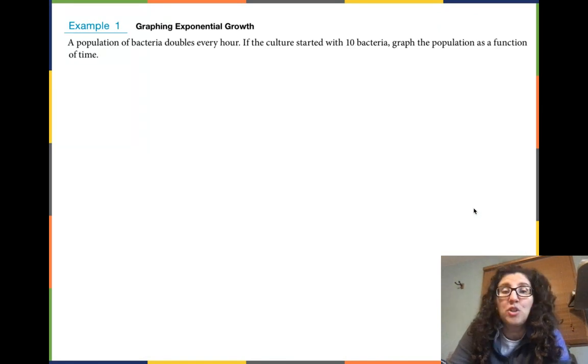All right, so let's do a few examples. We have a population of bacteria that doubles every hour. If the culture started with 10 bacteria, graph the population as a function of time. All right, so what do we know? It's a bacteria, it's doubling every hour, and its initial value is 10. We just started with 10 bacteria. So our A0 value is going to be 10, right?